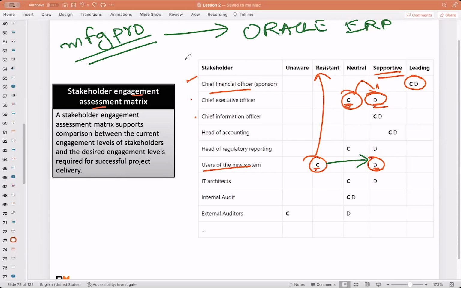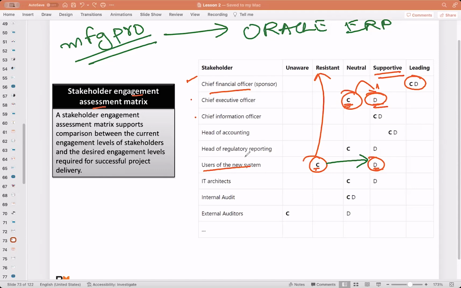Another thing we did was a motivation for the functional heads or regional heads. Whichever head or department completes the training first, the head will be given a budget for a team outing. Is that clear? So what happened? The heads started motivating the people. The functional heads started motivating the people to undergo the training.